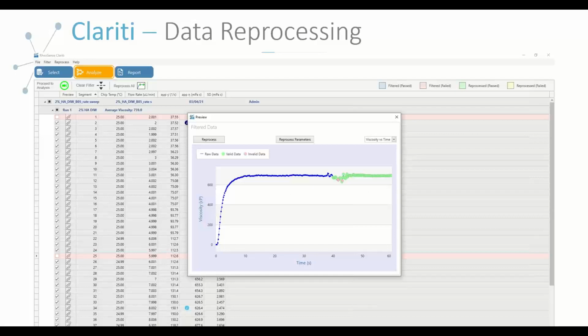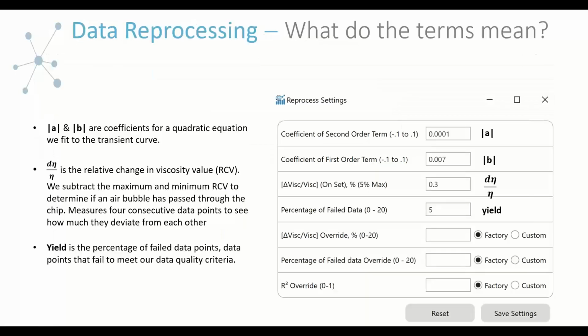Next we have the yield, which is just the percentage of failed data points. Sometimes, for instance with that example where there were just a few bad points, we could force Clariti to accept it as good data by changing this value of the yield. So the yield is the percentage of data points that fail that we say is okay. The default is 5% of data points. You can increase that up to 20%.